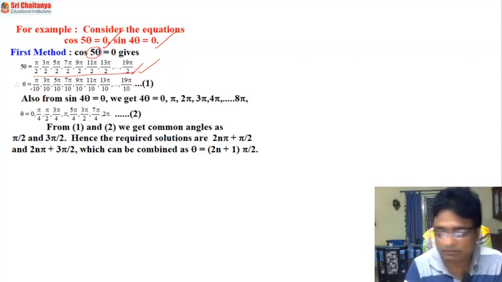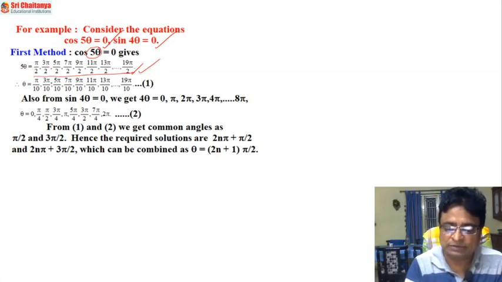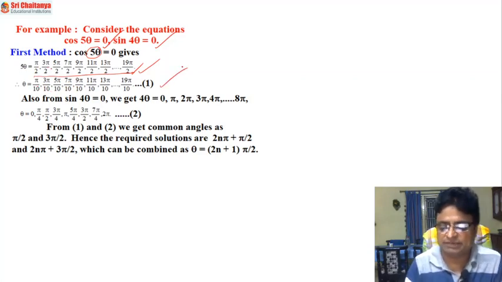But I want theta. Therefore, what is my theta? Pi by 10, dividing the numerator by 5. Now pi by 10, this becomes 3 pi by 10, 5 pi by 10, and so on. You call this equation number 1.